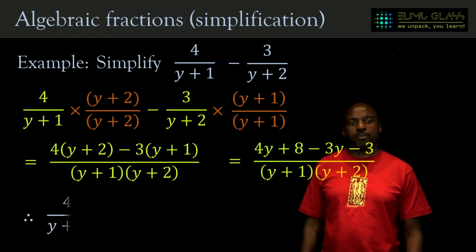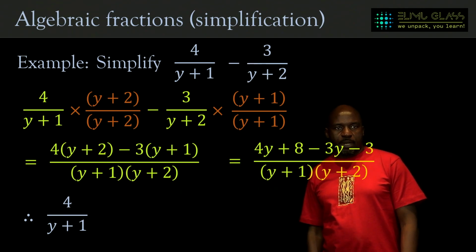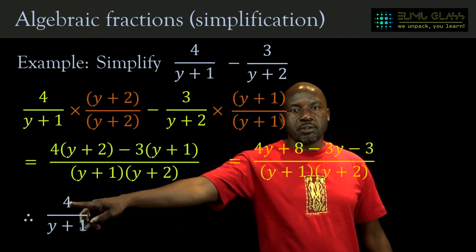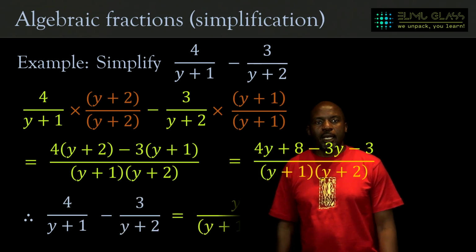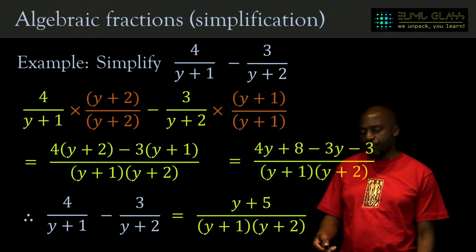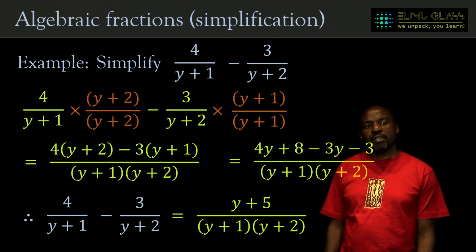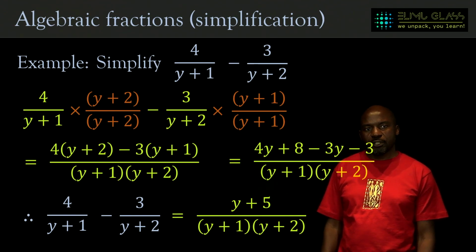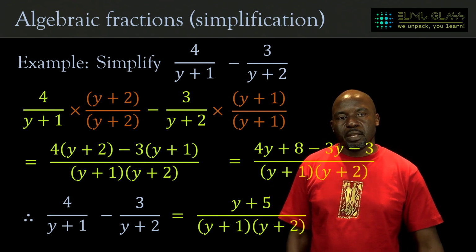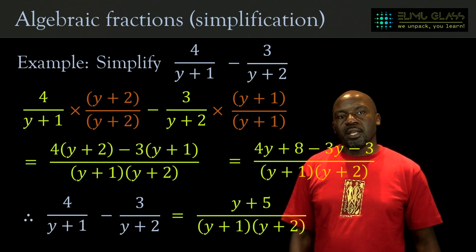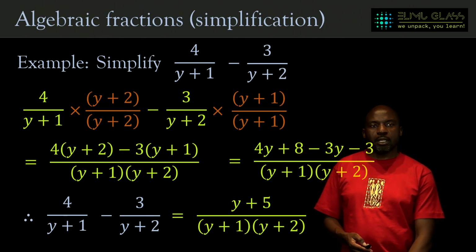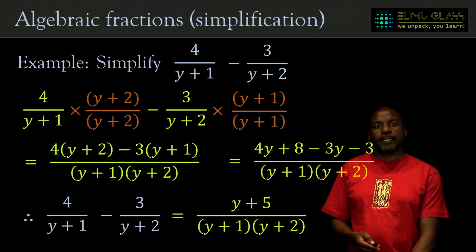So I can express my answer as, why am I getting, that cannot be 4 because this is y. That cannot be the answer. Oh, okay. So that gives me y plus 5 over that, and that is my answer; we have simplified the algebraic fractions. Go through this slowly and see that you see the process clearly. You will need to be able to do this again and again, so it's a good idea for you to know how to do it.